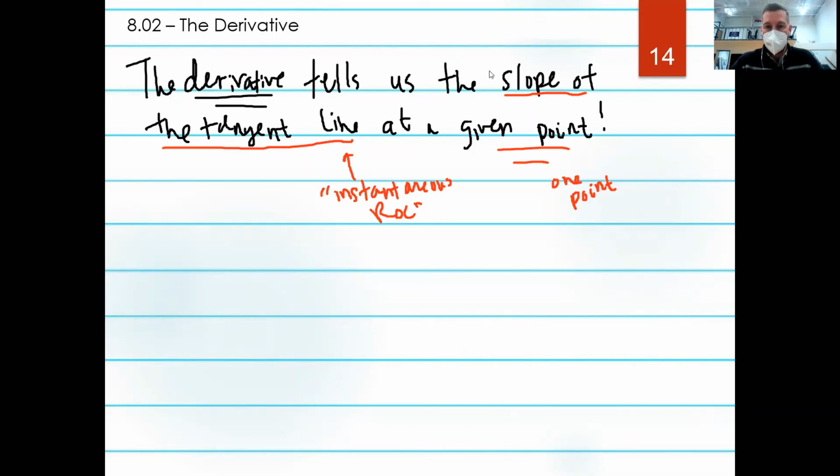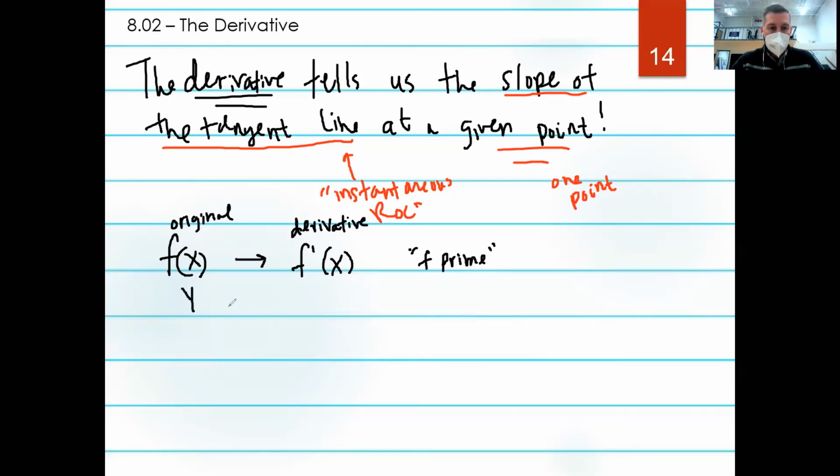We need to know the notation of the derivative. So there are several ways to write derivative. If I have something like f of x as my original function, we can change that to f prime of x, and this would be the derivative. And we call that, once again, f prime is how we would say that.